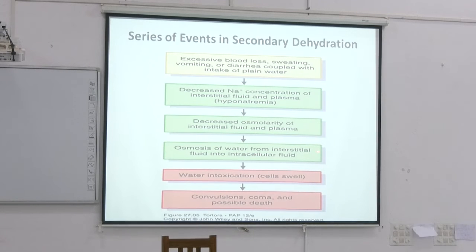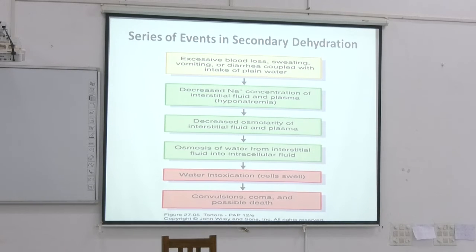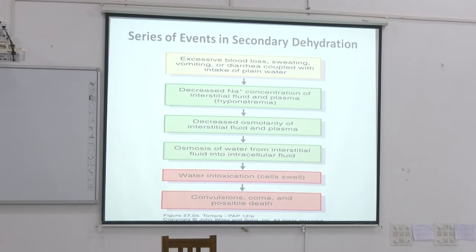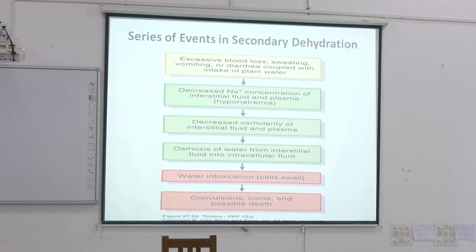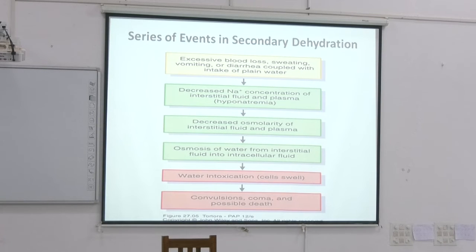Osmosis of water from interstitial fluid into intracellular fluids. Water intoxication, cell swells, convulsions, coma, and possibility of death. So secondary dehydration is a very severe condition of the patient when the patient loses water and electrolytes. Ultimately there are convulsions and coma, because neural symptoms arise from disturbance of the neural and muscular functions.